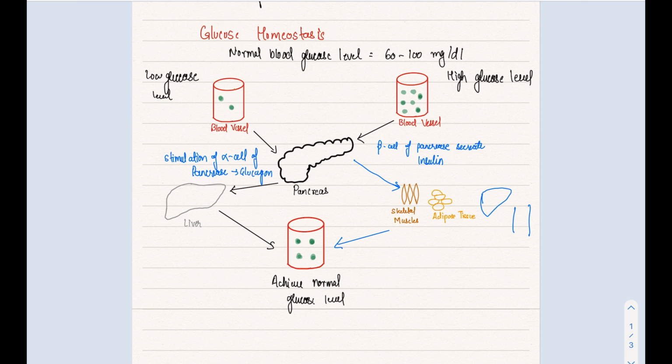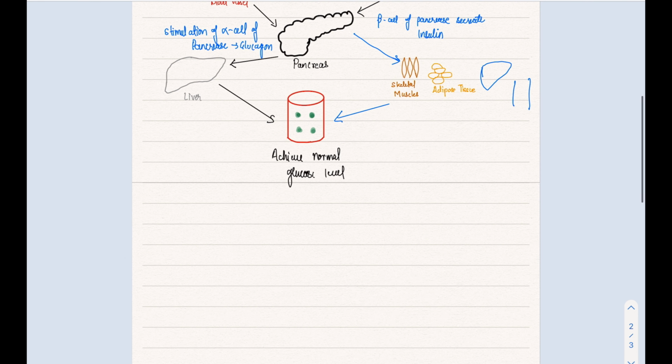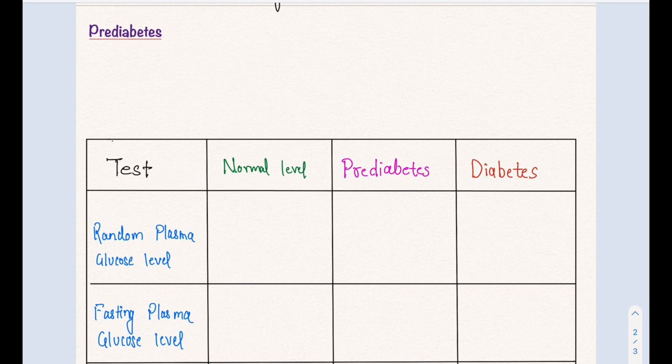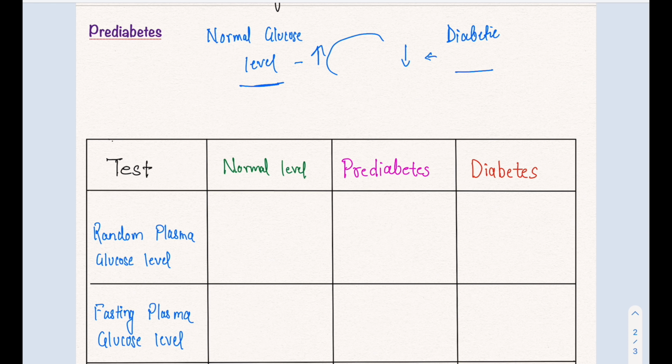Okay, now let's move on to talk about another condition that is known as pre-diabetes. Let's say this is the normal blood glucose level and this is the diabetic glucose level. Now if the blood glucose level is more than the normal levels but less than the diabetic levels, we call this condition pre-diabetes. So this is something in between the normal and the diabetic level, and this increases the chance of developing diabetes.